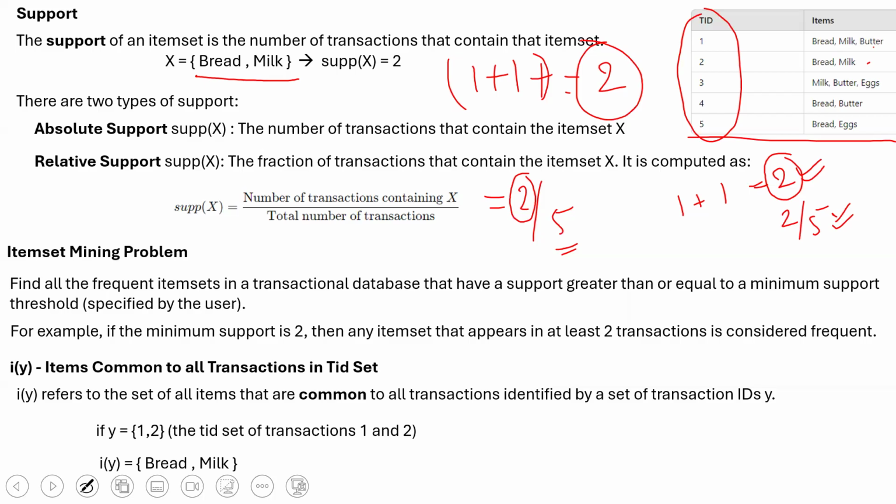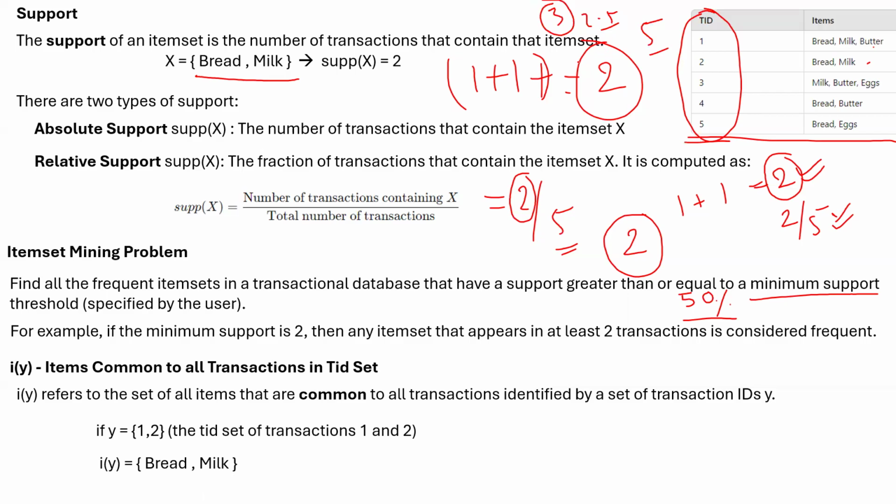So let's suppose I decide to have the minimum support threshold as 2. It can also be a percentage. Let's suppose I say 50 percent, that means 50 percent of the transactional database. What would be the 50% here? The number of transactions is 5, so 50% is 2.5, so we'll take 3 transactions as a threshold. It can be a percentage, or just an integer specifying the number of transactions in which it has to happen. So that is the item set mining problem.